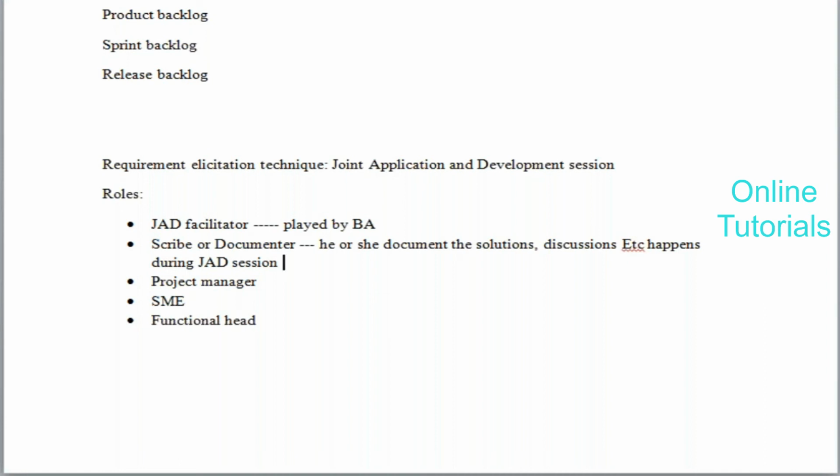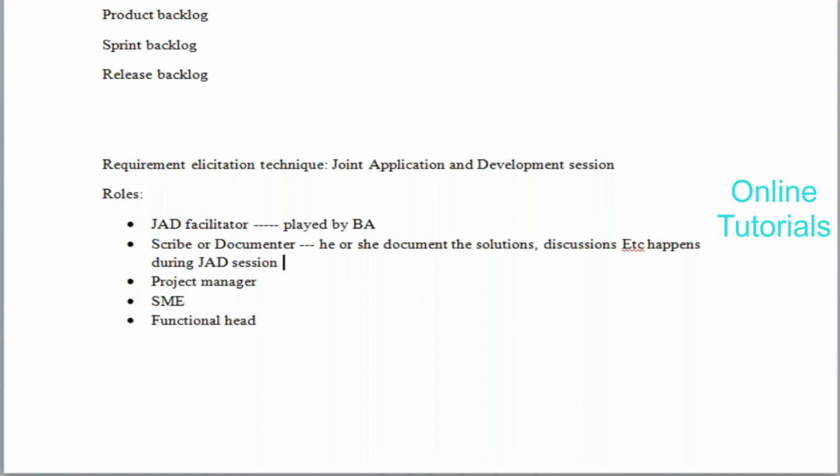Who plays this? People who have experience in preparing documentation will do that. Apart from this, you have all the project managers, subject matter experts, functional heads. We invite all of them at a particular time, and direct interaction among all these people is mandatory in order to remove the apprehensions or the conflicts we have in and around us. So we conduct this JAD session.